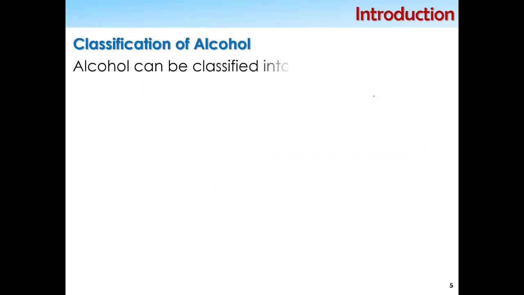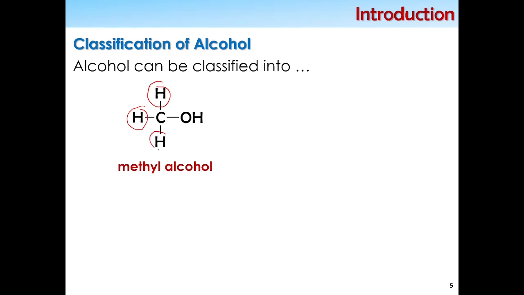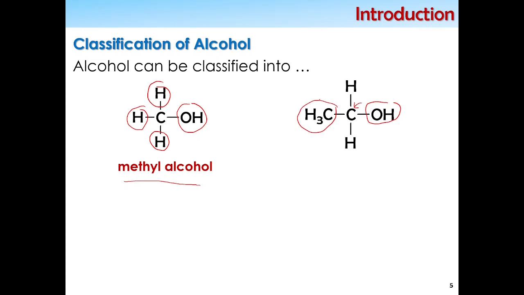Class of alcohol. Okay, we can classify this into, let's see this one first. Methyl alcohol, because all of the groups here attached to the carbon are hydrogen. So OH that is attached to a carbon that only has hydrogen attached to it is called methyl alcohol. Now we can see that OH is attached to a carbon that has 1 R, or alkyl group. So the carbon here is a primary carbon.